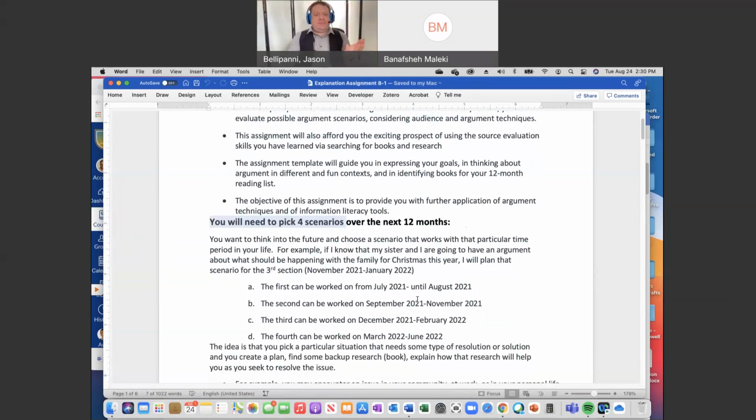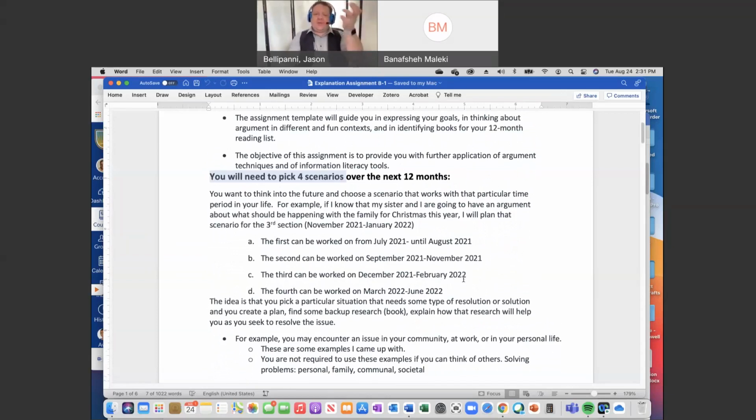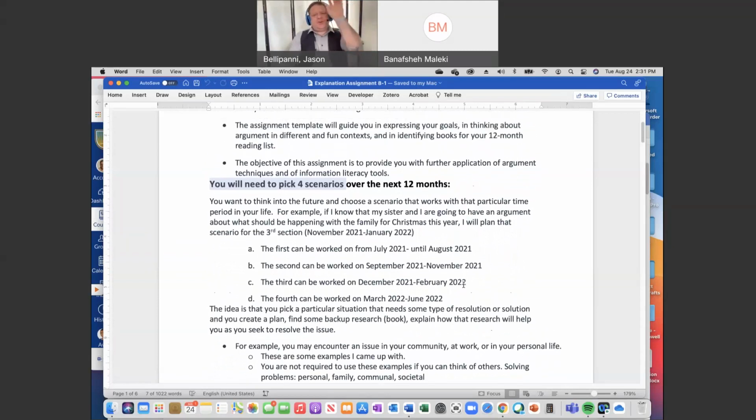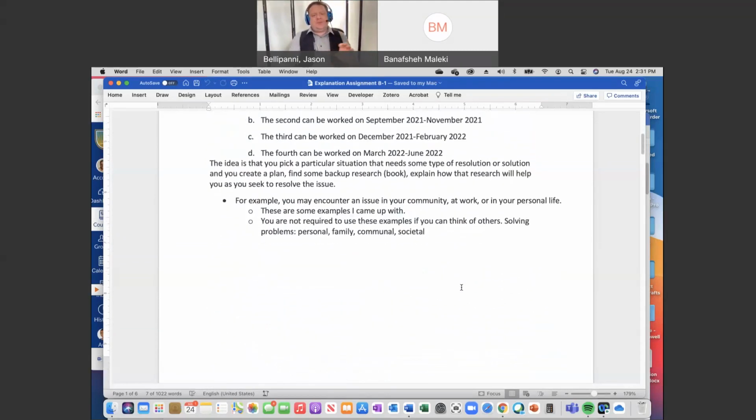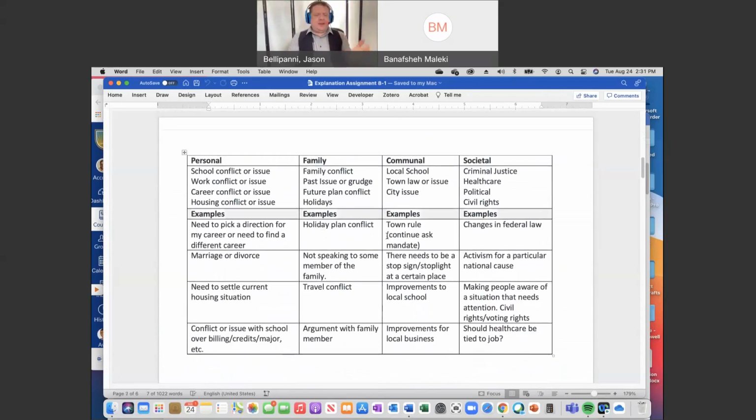For example, one of the things I use as an example is that in November, my sister and I are going to have to figure out where we're going to have Christmas. And I know that's going to be a conflict because she's going to want it there and I'm going to want it somewhere else. And so I will use that as one of my scenarios, and I will talk about how I'm going to handle that episode. So you're trying to think of 4 different episodes in your life, and then you're just basically scheduling them.